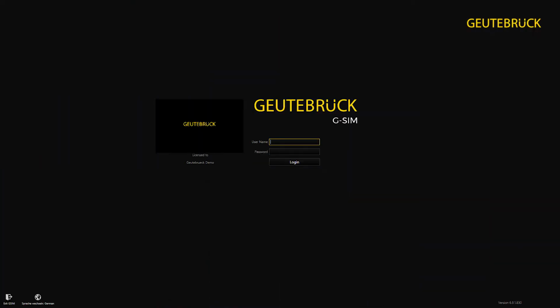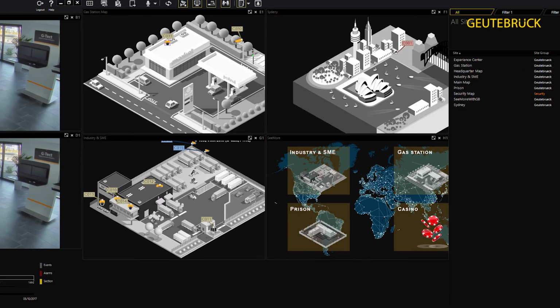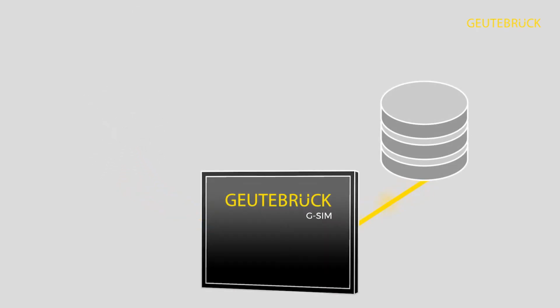Reliability is not only a question of hardware but also of software. Geutebrück's GSIM offers the feature of failover. Failover means that one component is standing in for the others. If a GSIM server fails, a second one can take over. The user will not recognize the switchover and the functionality of the system will remain available.